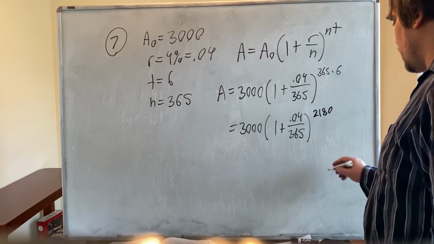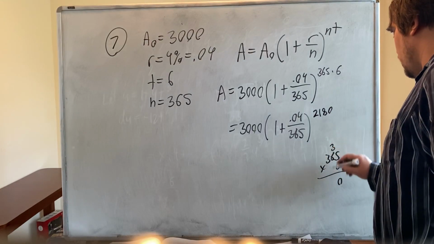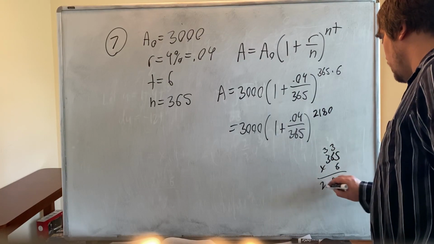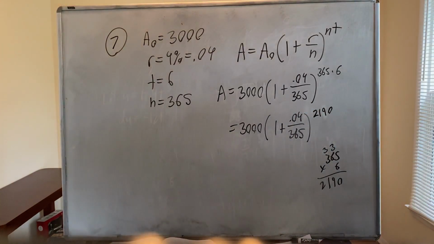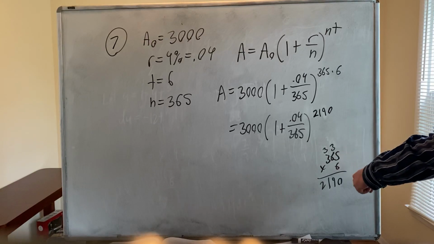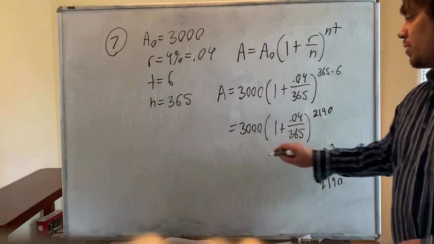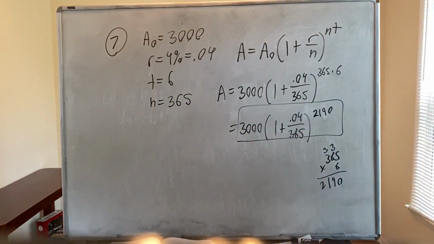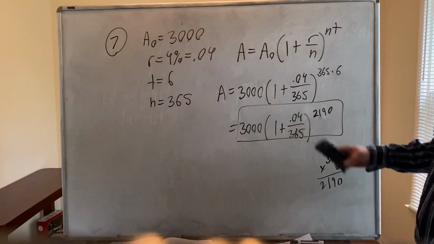2,180. Let me just check to make sure. 365 times 6, that's 2190. Okay, so 365 times 6 is 2190. Good. So you put that in your calculator and you get the answer. The final amount is 3,000 times 1 plus 0.04 over 365 raised to 2,190.